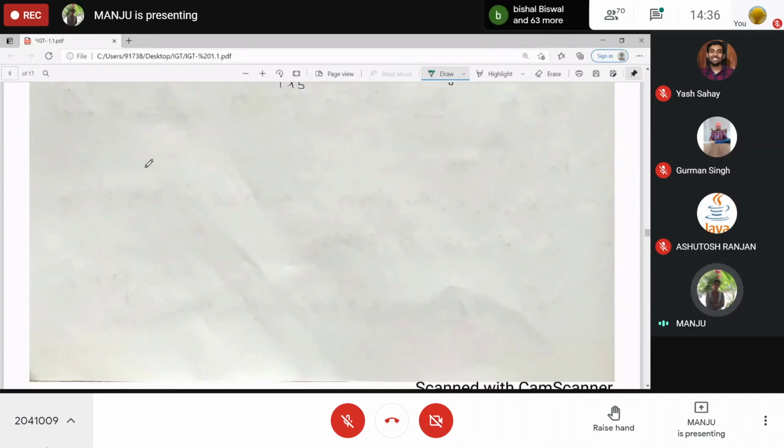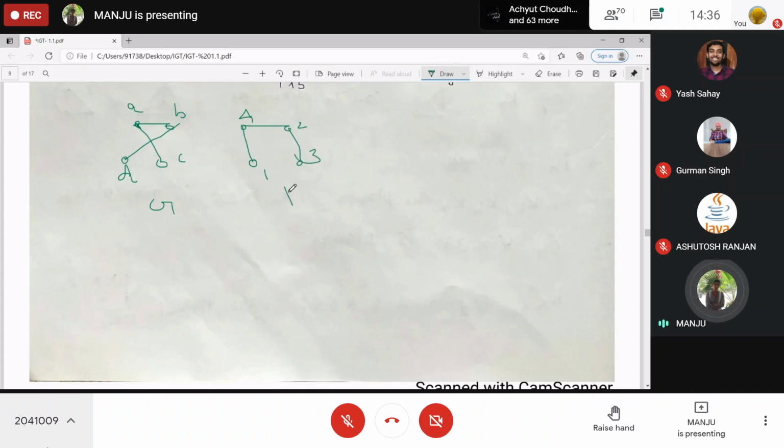Before going to that topic, let me give you one graph. Have I done equality of graphs? When do you say two graphs are equal? When the vertex set and edge set are equal. If the vertex set and edge set both are equal, then we say this. Right? Can you say these two graphs are equal?